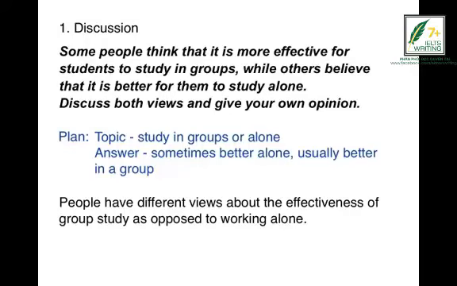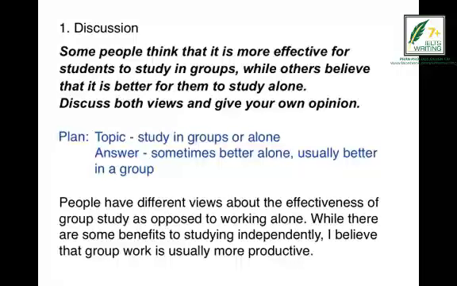The second sentence needs to be my answer. I need to cover both views and my own opinion. Here's my second sentence. While there are some benefits to studying independently, I believe that group work is usually more productive. By using while, I've compared and contrasted both sides of this issue. I've mentioned some benefits to studying independently, but then with a comma, I believe that group work is usually more productive. Again, some nice paraphrasing: studying independently instead of studying alone, productive instead of effective.